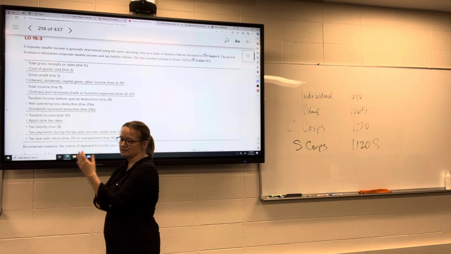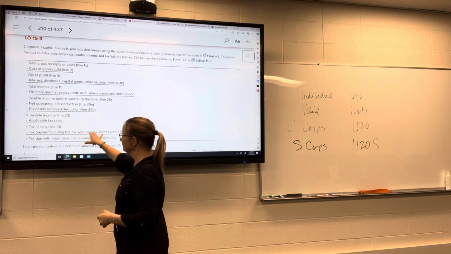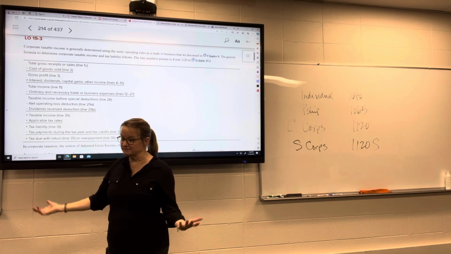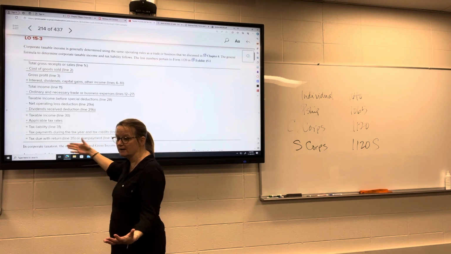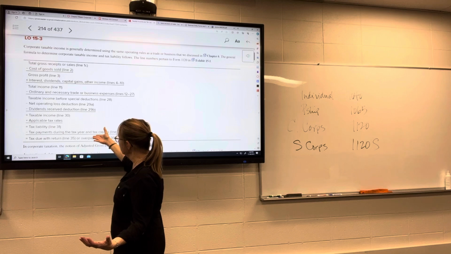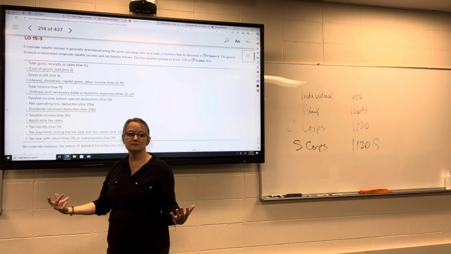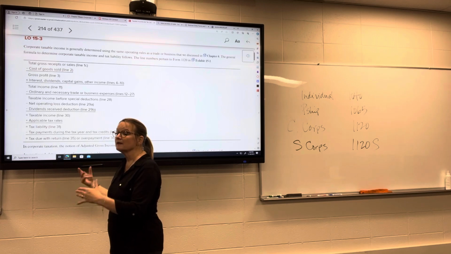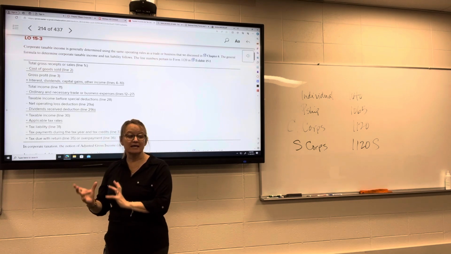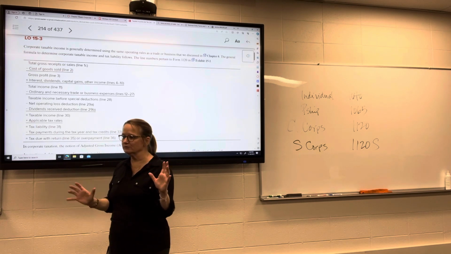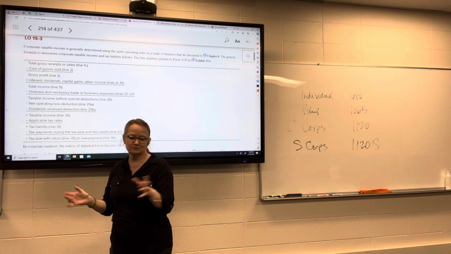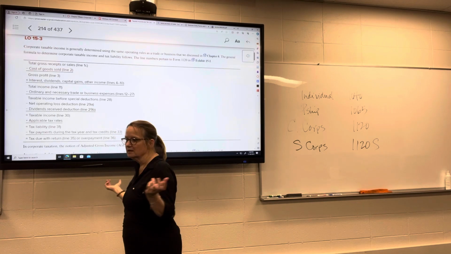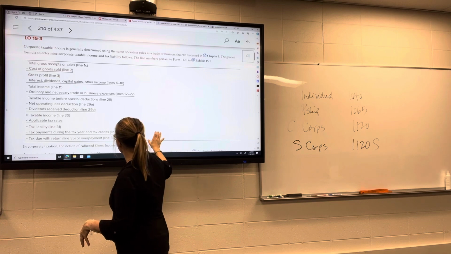So, just like with individuals, whatever we've already paid, or if we have tax credits, that's going to reduce the amount that we owe. If we have an overpayment, we get a refund. If we have an underpayment, we owe additional tax. Corporations do have to make estimated payments. There's no withholding for corporations, right? There's no paycheck to withhold from. They have to make those estimated payments.